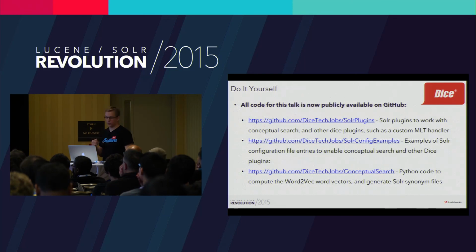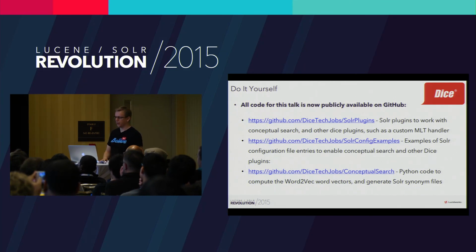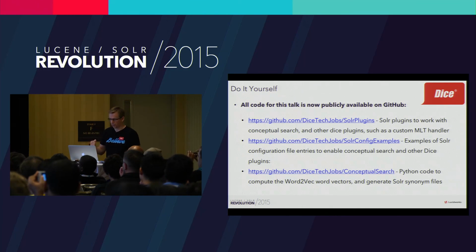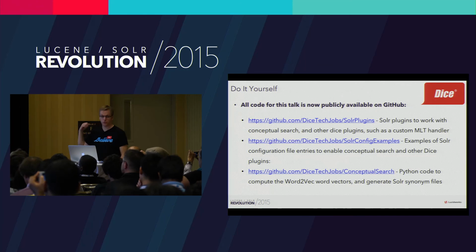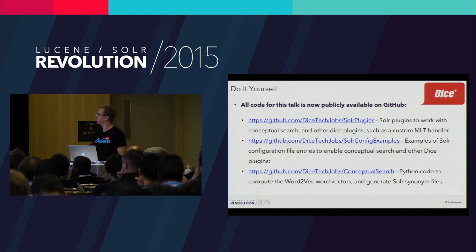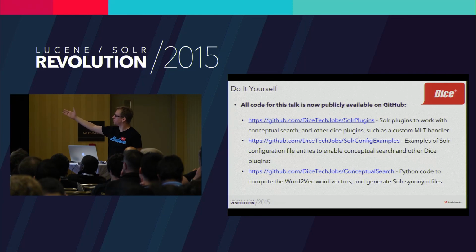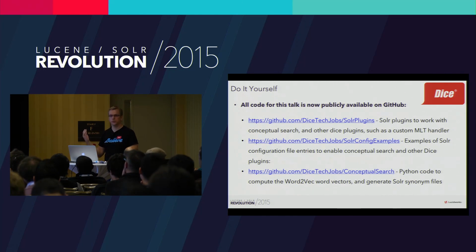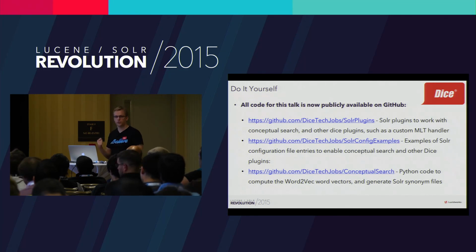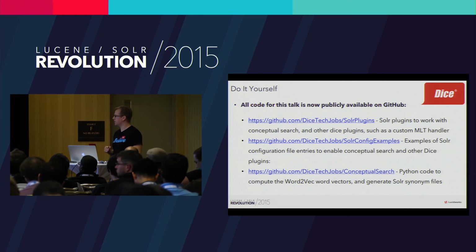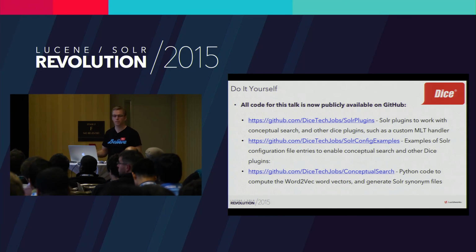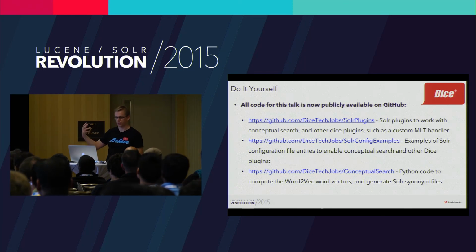So as I mentioned, you can do it yourself. All the code is now publicly available on GitHub. I will be adding documentation to that over the next few weeks, but I've already tried to document it enough to get you started. There's a set of Solr plugins. Some of them are to do with this talk, but as I mentioned, they do a lot of other things too. I have a repository for Solr config examples. The easiest way to understand how to use the plugins is to see an example of it in a config. Go there, you'll see the parameters documented in there. And then the Conceptual Search repository contains the machine learning stuff. That is all in Python. You just have to run Python on your computer and give it a set of documents and a set of keywords.